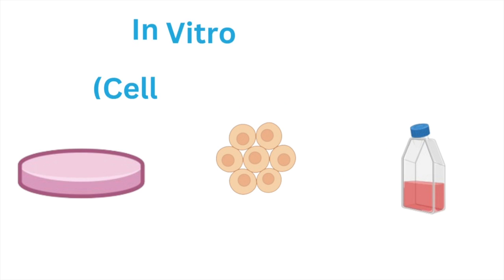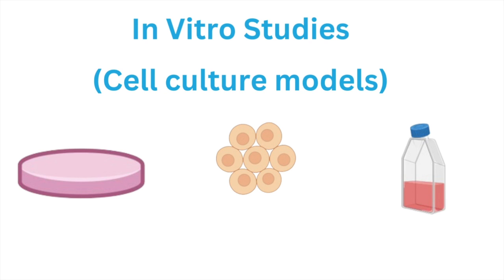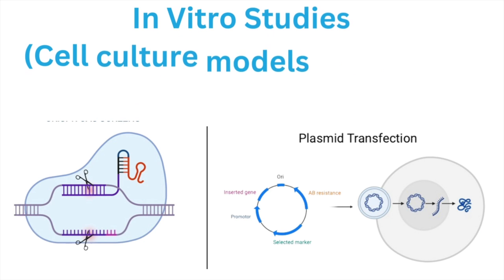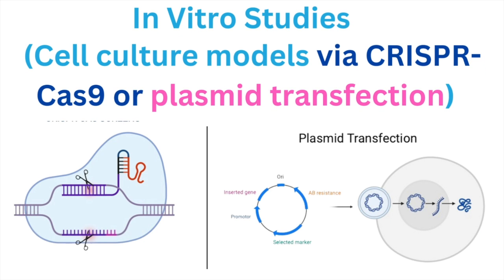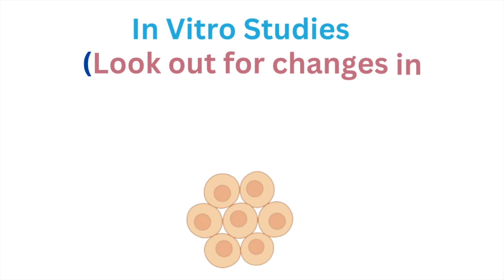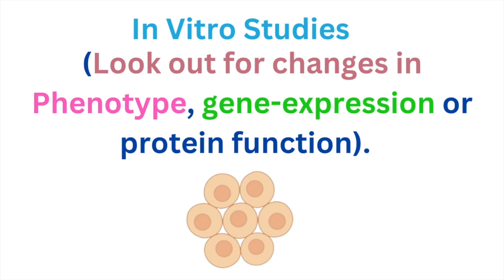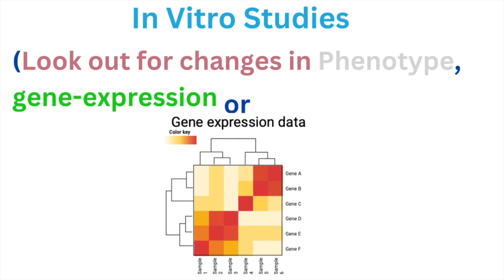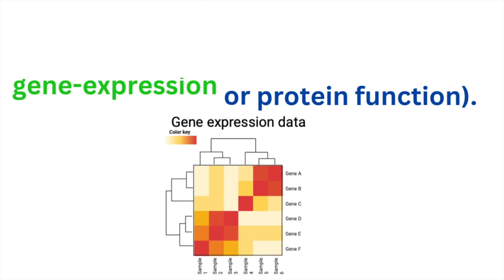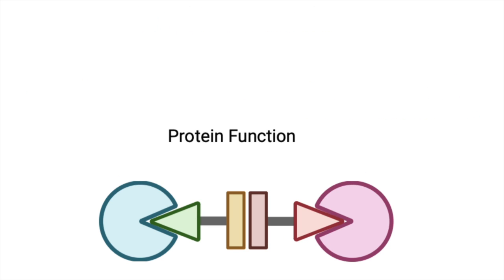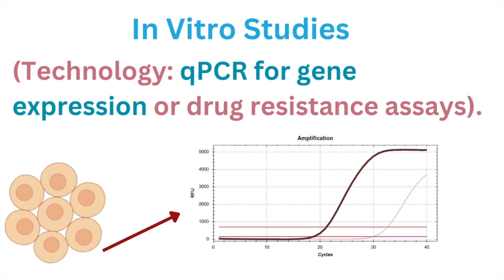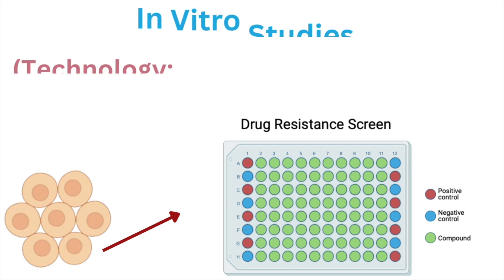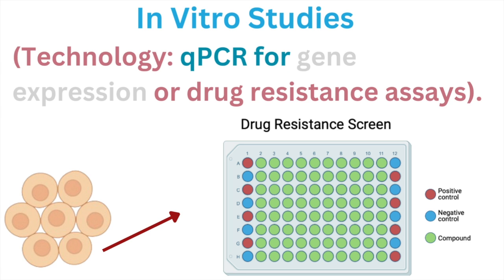The first one, in vitro studies, or studies that are performed outside of whole living organisms, is cell culture models. Here, mutations can be introduced into cell lines using techniques like CRISPR-Cas9 or plasmid transfection. The cells can then be studied for changes in phenotype, so that's how they look, their morphology. Then they can also be assessed for gene expression or protein function. And here you can use qPCR to look at genes, as well as looking at whether the cell line becomes drug resistant, for example.